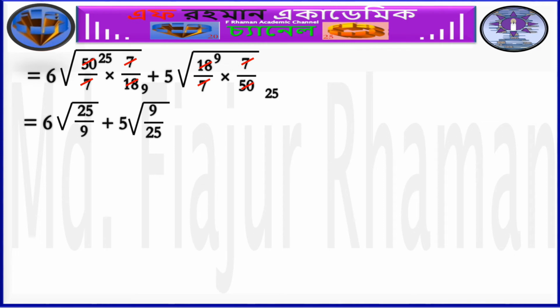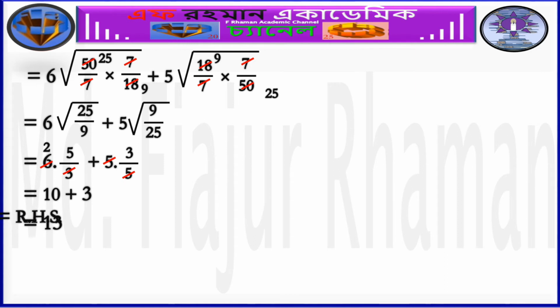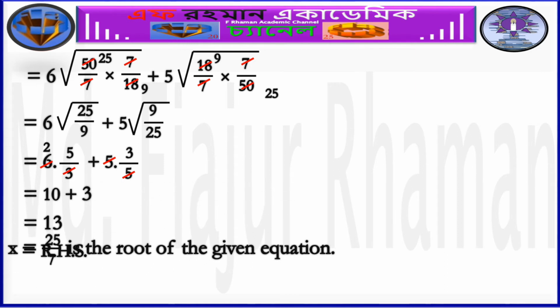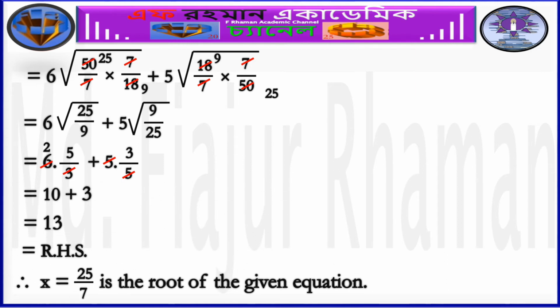plus 5 square root of 9 by 25, is equal to 6 into 5 by 3 plus 5 into 3 by 5. There is a common factor 3 between 6 and 3. Yes, we can write 2 here. 5 and 5 should be cancelled out. That's why LHS is equal to 10 plus 3 is equal to 13, which is equal to the right hand side. Therefore, x is equal to 25 by 7 is the root of the given equation.